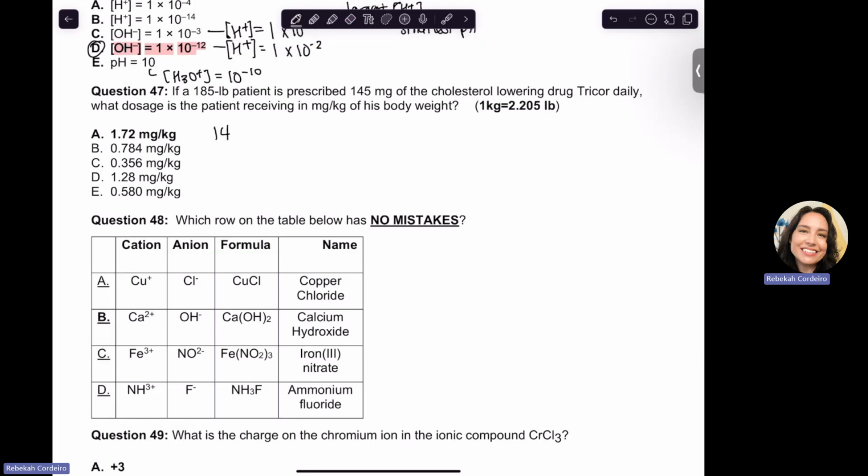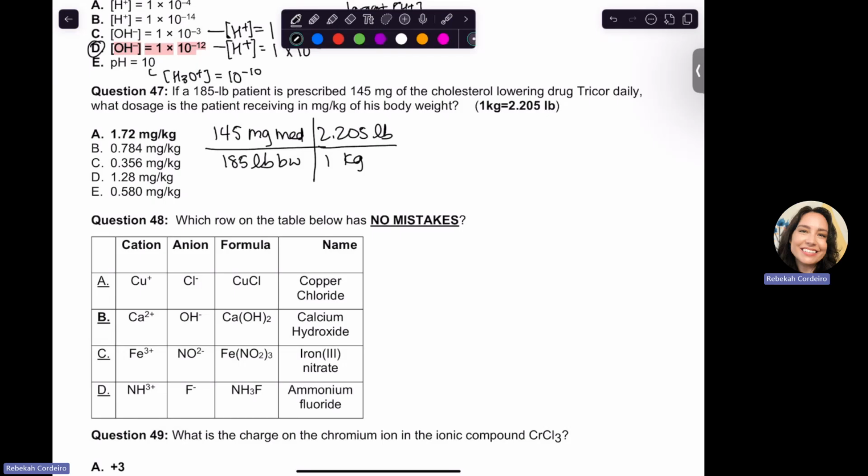So let's start with our milligrams on the top, med, over our 185 pounds of body weight. And we need to turn pounds to kilograms, essentially. So we cancel out pounds by putting it on the top, since it's on the bottom. And again, that's body weight. And now we have left over milligrams per kilogram, which is what I want. So we should get 1.72 milligrams per kilogram.